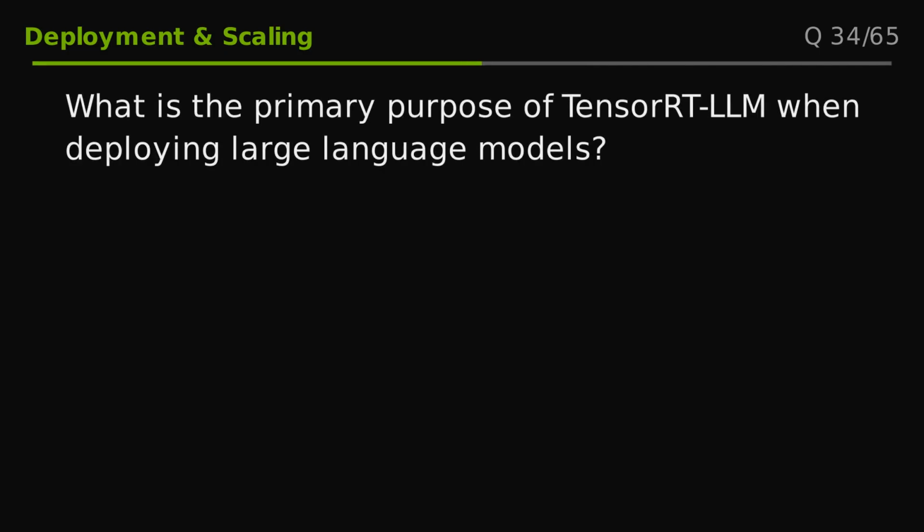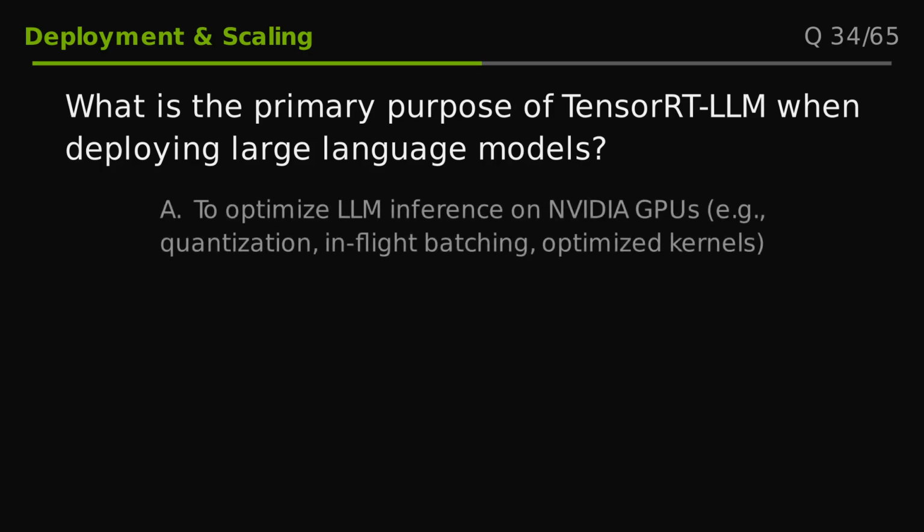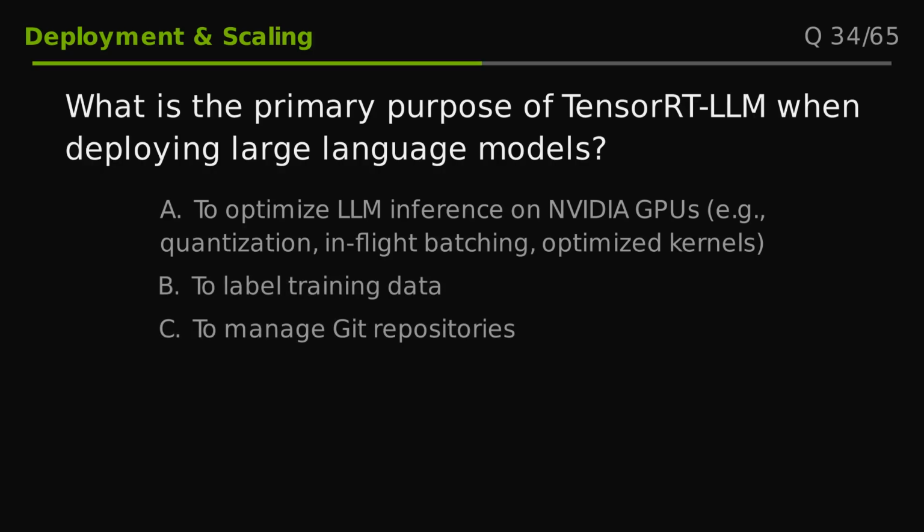Question 34. What is the primary purpose of TensorRT-LLM when deploying large language models? Option A. To optimize LLM inference on NVIDIA GPUs, for example quantization, in-flight batching, and optimized kernels. Option B. To label training data. Option C. To manage Git repositories. Option D. To design web page layouts.